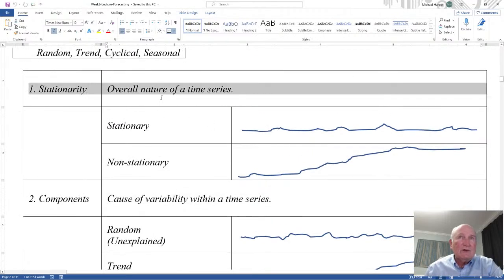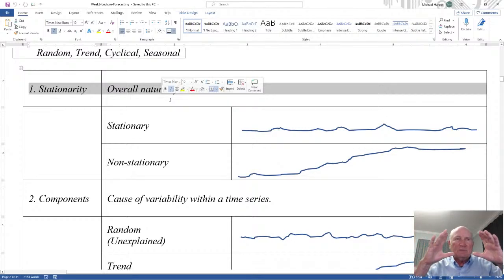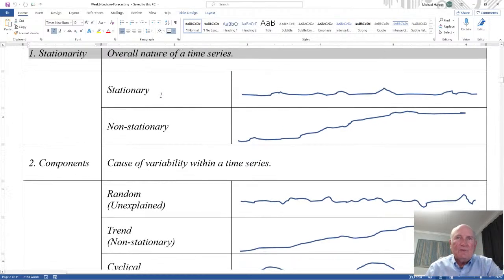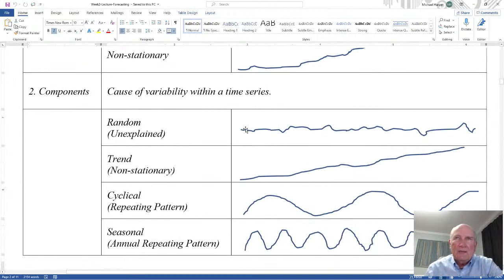So stationary talks about the time series, the overall nature. Components talks about the cause of variability within a time series. Well, first of all, you have a random component. And here I take this time series, and I see there is variability.